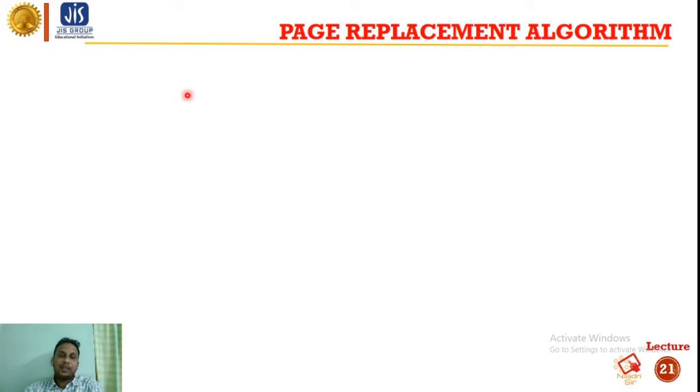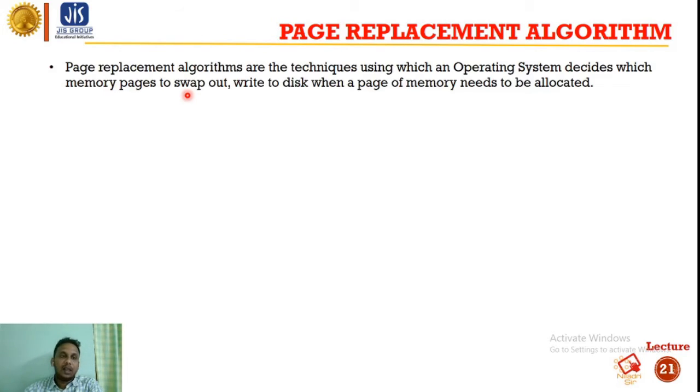Next, the page replacement algorithm. So what is a page replacement algorithm? Basically, page replacement algorithms are the techniques using which an operating system decides which memory pages to swap out, and write to disk, when a page of memory needs to be allocated.